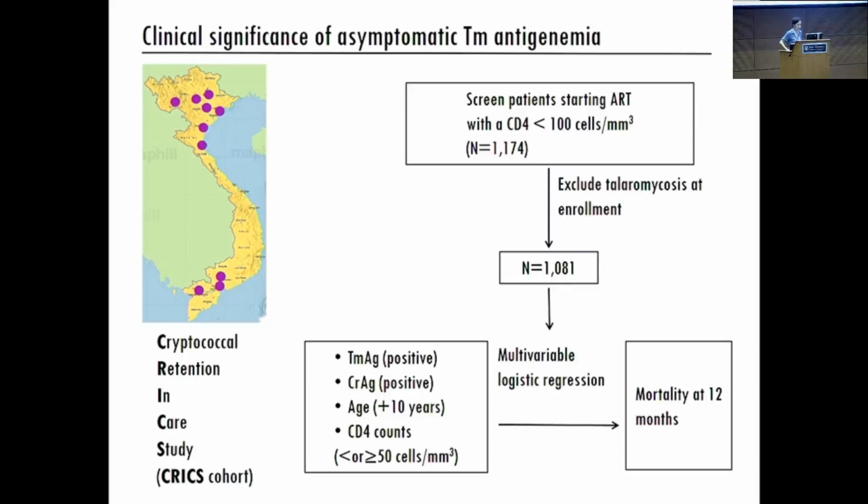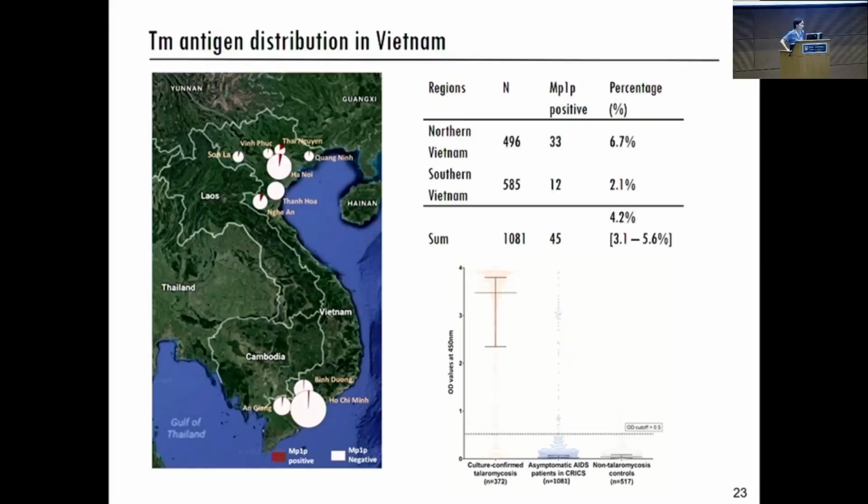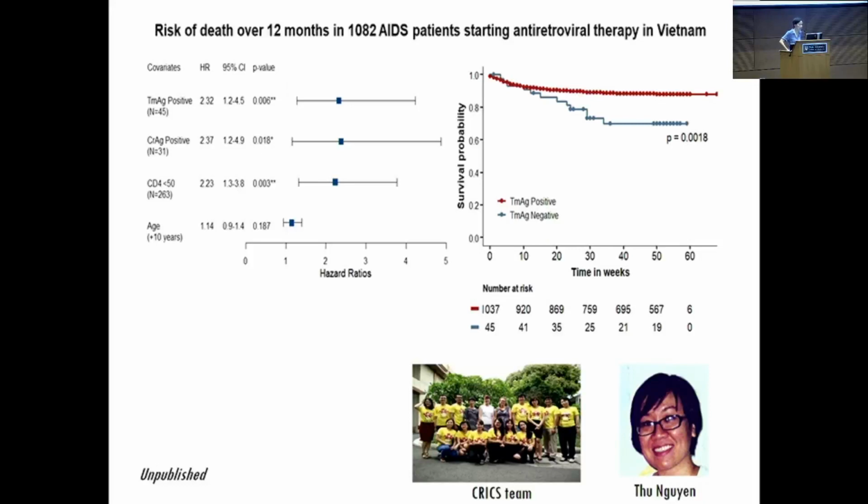This is a study we performed to understand whether we can use this test to screen for disease in asymptomatic folks with a CD4 count less than 100. We did this in a cohort of more than 1,000 patients who participated in a cryptococcal screening implementation study at 22 clinics in Vietnam, and we identified 4.2% antigenemia prevalence, and those are the circles that show you the prevalence. We see more disease in northern versus southern Vietnam, and when the patient is positive, the antigen level is very high, suggesting that it's clinically significant.